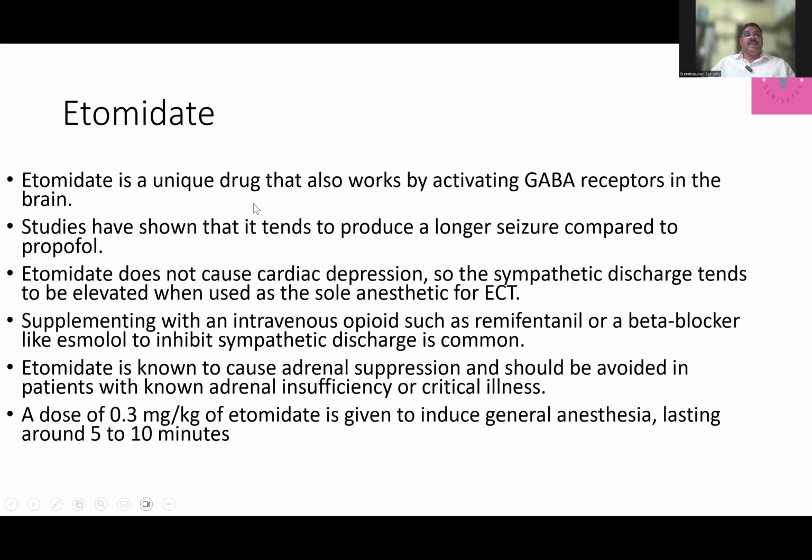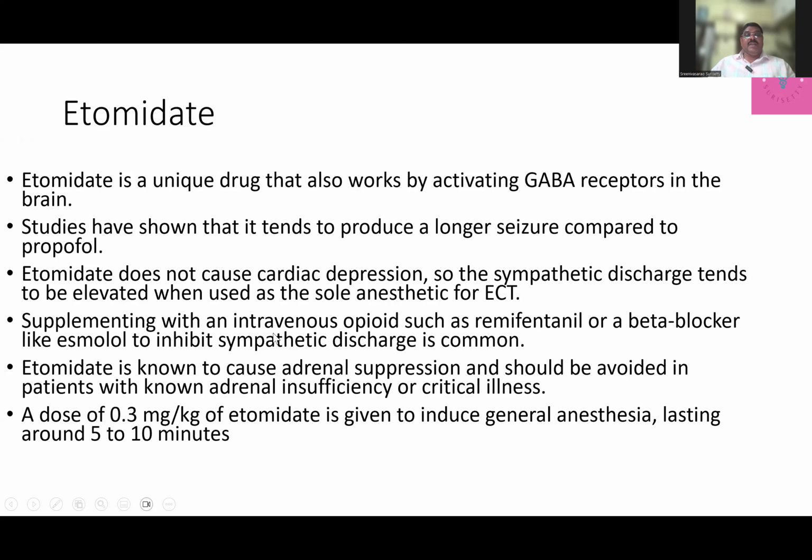The second drug is etomidate. Etomidate is a unique drug that also works by activating the GABA receptors. Studies have shown that it tends to produce a longer seizure compared to propofol. Etomidate does not cause cardiac depression, so the sympathetic surge tends to be elevated when used as the sole anesthetic agent for ECT.